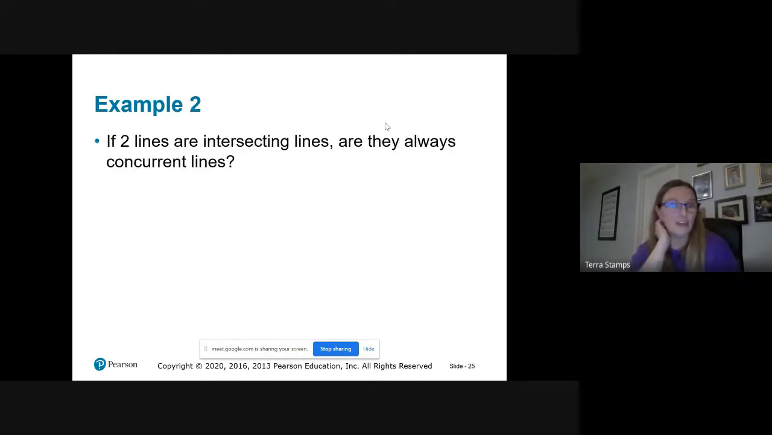If two lines are intersecting, excuse me, are they always concurrent lines? I'm not yawning because this is boring. This is fascinating. I love this kind of stuff. Not even kidding either. It really is.